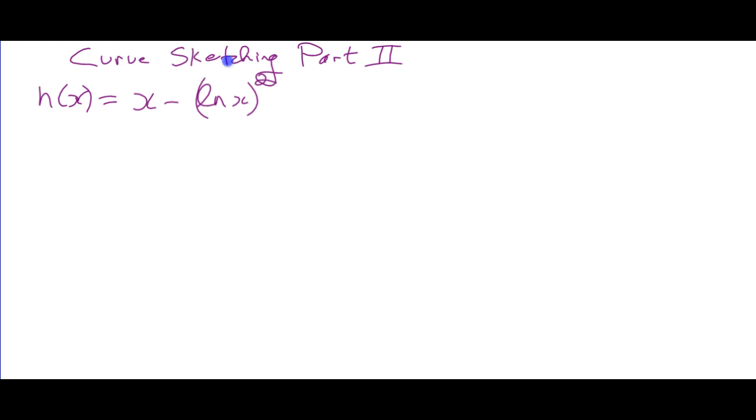Okay, so A, domain. What's the domain? There's a hint. Bigger than 0. So from 0 to infinity, right? Because you cannot do the ln of 0, right? So we go from 0 up. B, what's B? The intercepts.